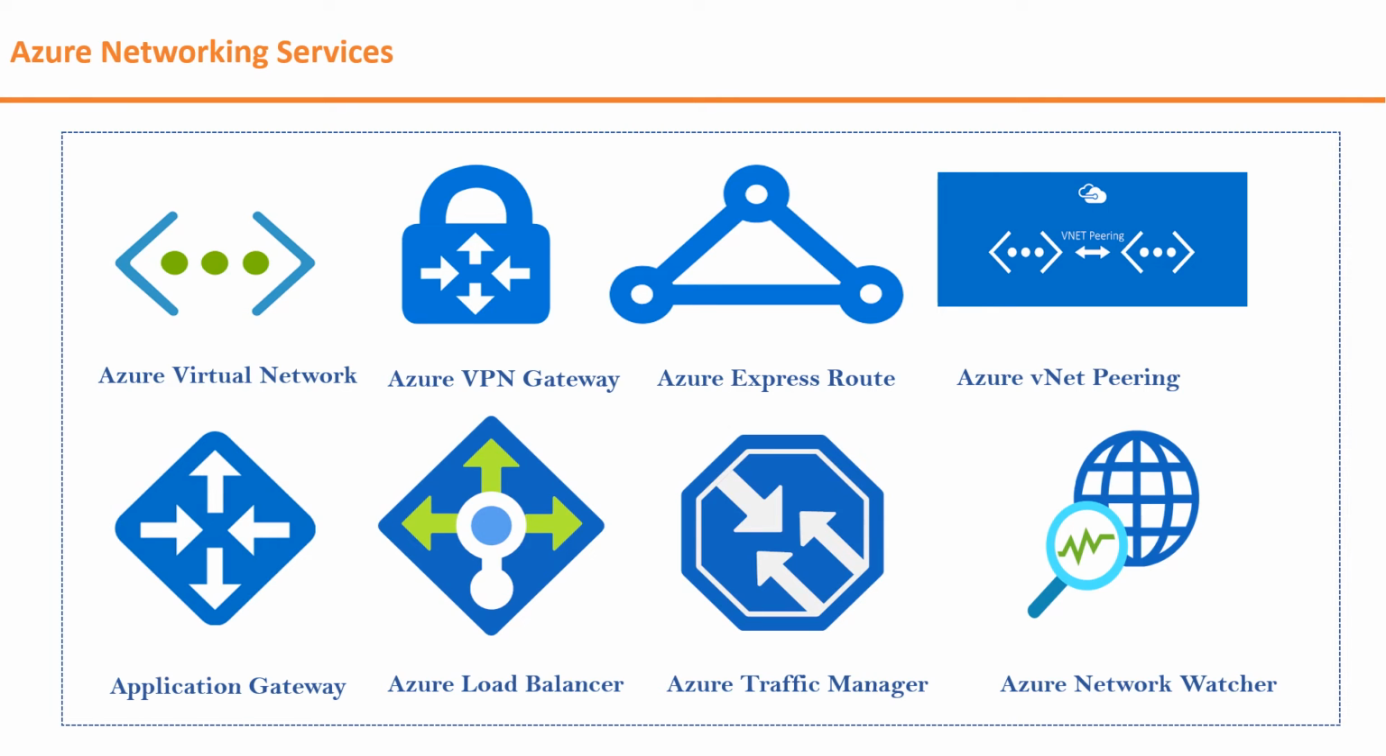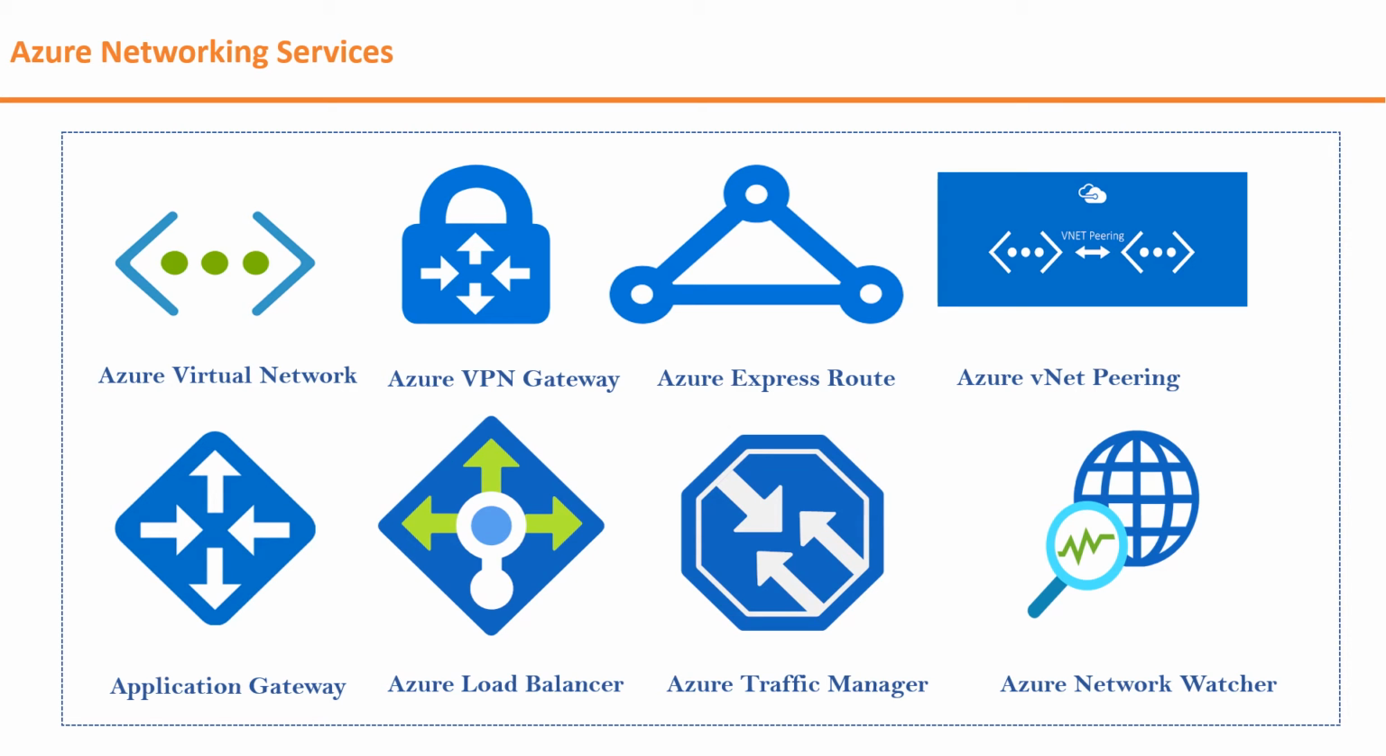The next service is Azure ExpressRoute. The Azure ExpressRoute allows you to extend your on-premise networks into the Microsoft Cloud over private connections. With ExpressRoute, you can establish connections to Microsoft Cloud services such as Microsoft Azure and Microsoft 365. ExpressRoute connections don't go over the public internet. ExpressRoute connections offer more reliability, faster speeds, consistent latencies, and higher security.